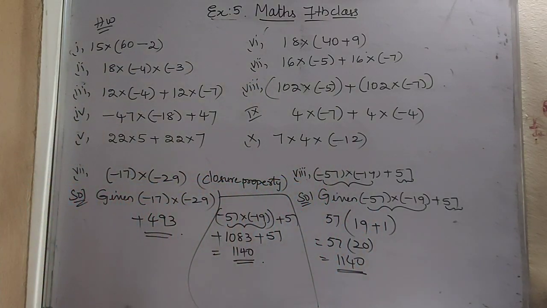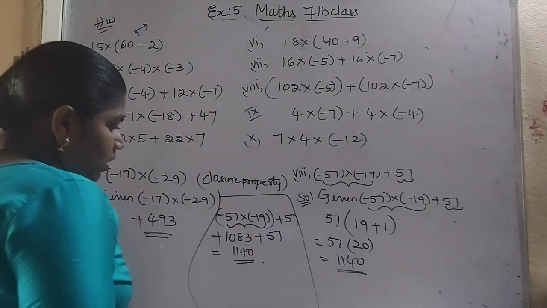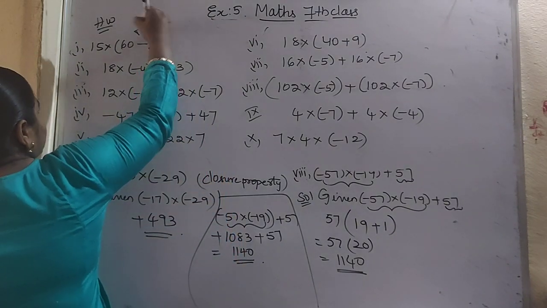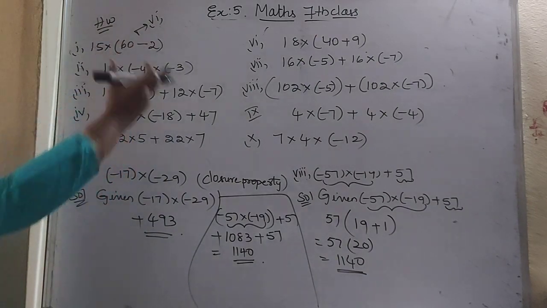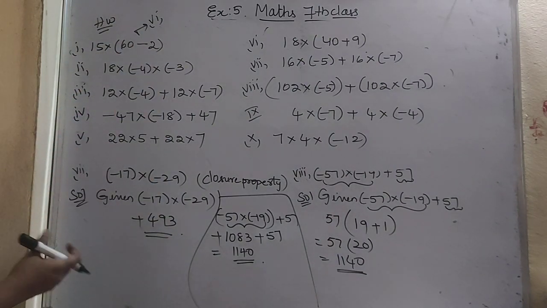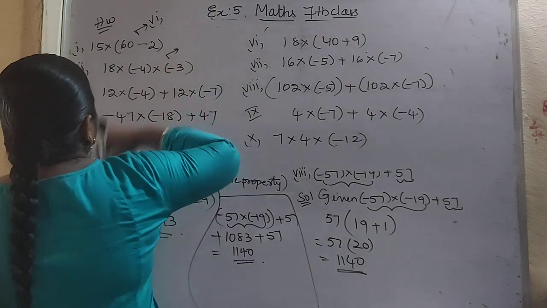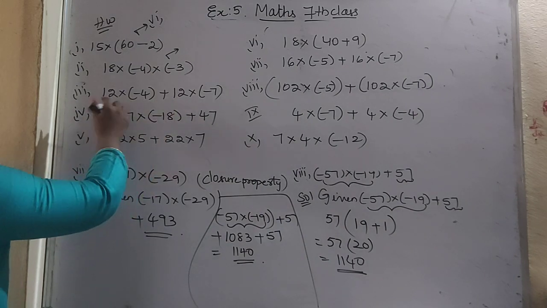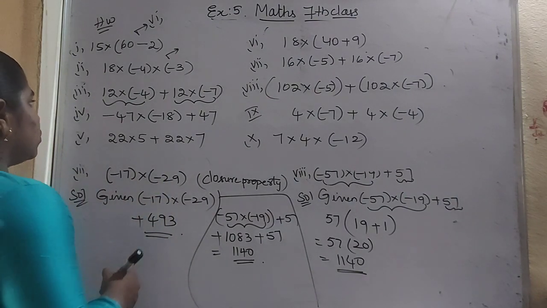So here if you see this, the first one is in the form of the sixth problem. By using the distributive property you can do it, or by subtracting these two, 60 minus 2, we can multiply with 15 also. This one we have to apply the closure property. In this case you have to take 12. In these two terms 12 is common, so take out 12 as common. By using the distributive property you can solve this.